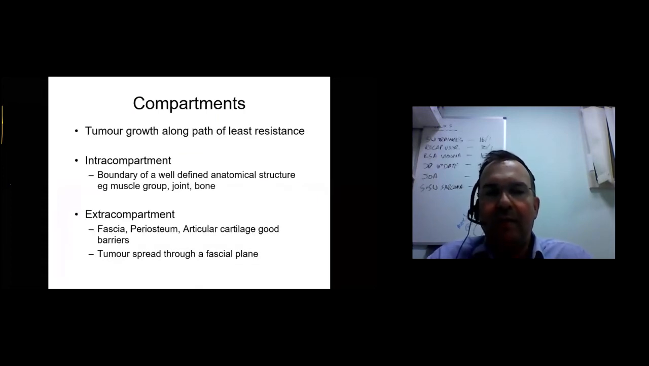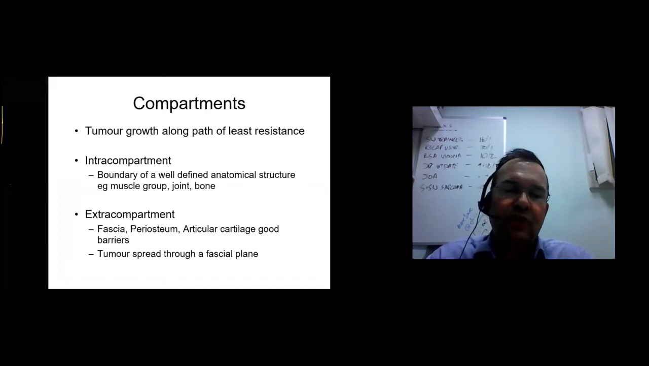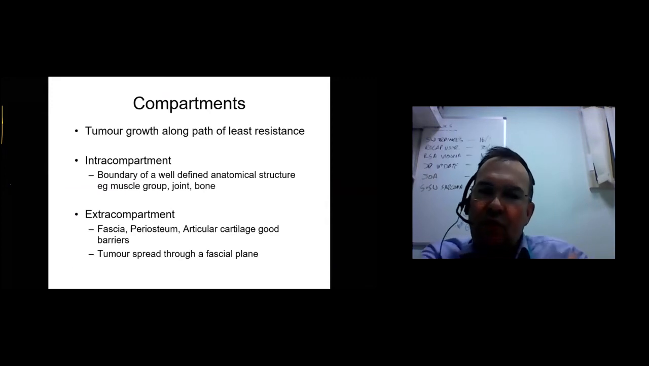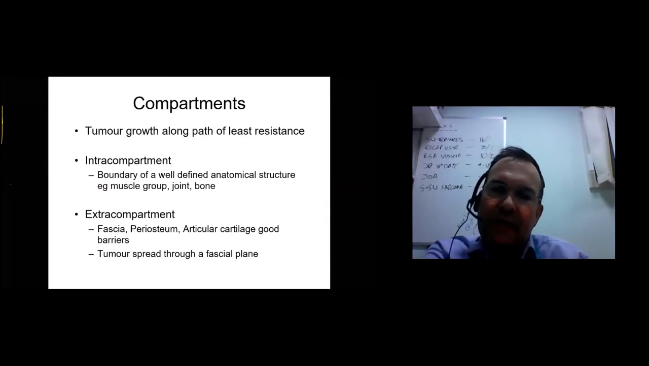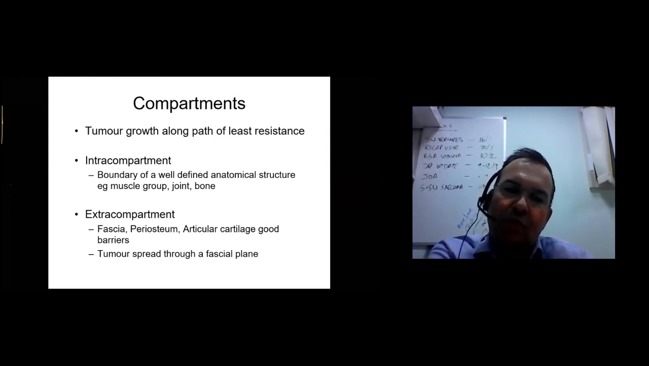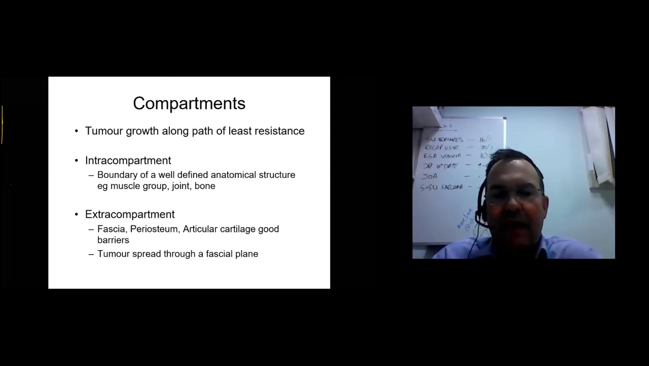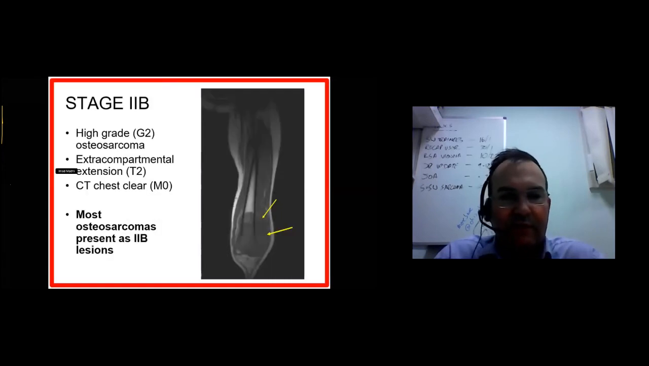What about compartments? Well, just like water, tumor will grow along the path of least resistance. So it will usually try and grow within a compartment, at least initially, but then as it grows larger and it becomes more aggressive, it will spread outside the compartment and it will start to breach the fascia, start to invade the periosteum, and start to invade articular cartilage. That's as it becomes more aggressive.